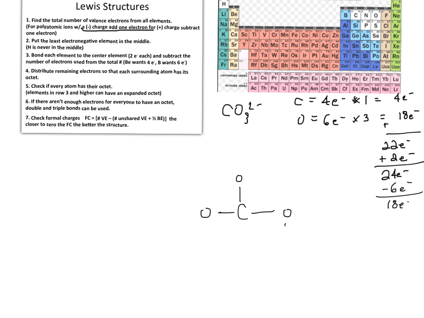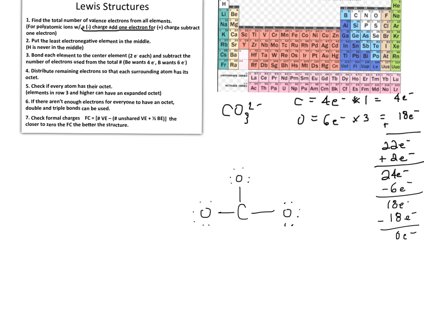So we're going to distribute 2, 4, 6 electrons to each one of the exterior atoms. Okay, and the reason why I'm only doing 6 is because each one is bonded to the carbon. So each one of those carbon-oxygen bonds represents 2 electrons. So now I've distributed 6, 12, 18 electrons to the exterior atoms. Okay, so I now no longer have any electrons to distribute.